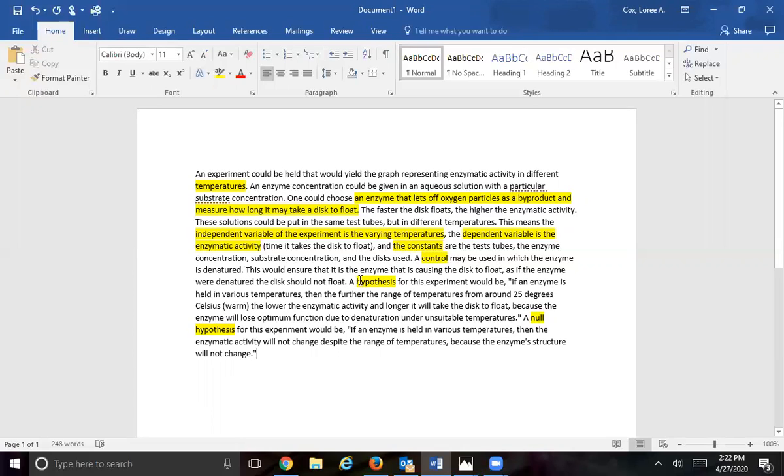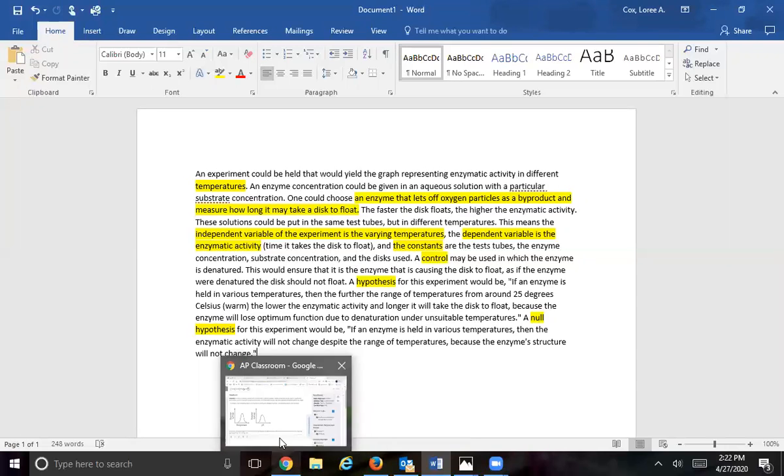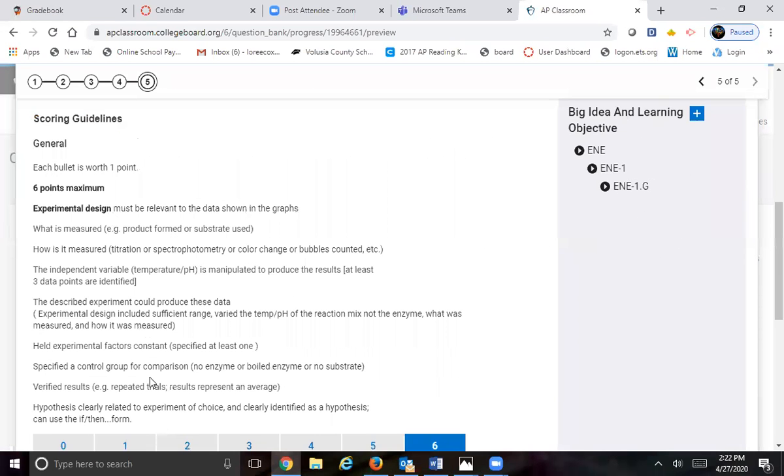Okay, all right, then it asks for a hypothesis. If an enzyme is held at various temperatures, then the further the range of temperatures from around 25 degrees Celsius, the lower the enzyme activity and the longer it will take the disc to float. And they gave a because the enzyme loses optimal function due to denaturing under unsuitable temperatures. Okay? Then we asked for a null hypothesis. If an enzyme is held at various temperatures, then the enzyme activity will not change despite that range of temperatures, and then stated why. This is a 6-point question, and we were looking for these six things in your response to give you all of those points, and they are in the scoring guide.